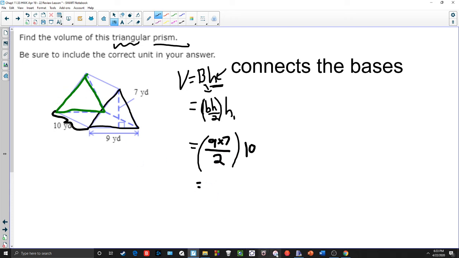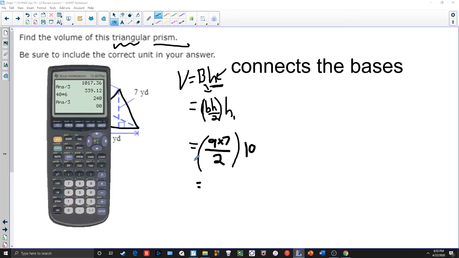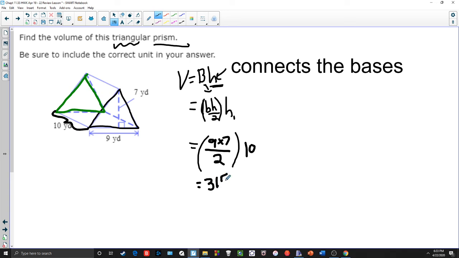So in this case here, we will get a decimal answer. Actually, we might not. So 9 times 7 divided by 2, and then times 10. No, we don't. We end up getting 315. Nice whole number. 315 yards cubed. And that's the volume of a triangular prism.